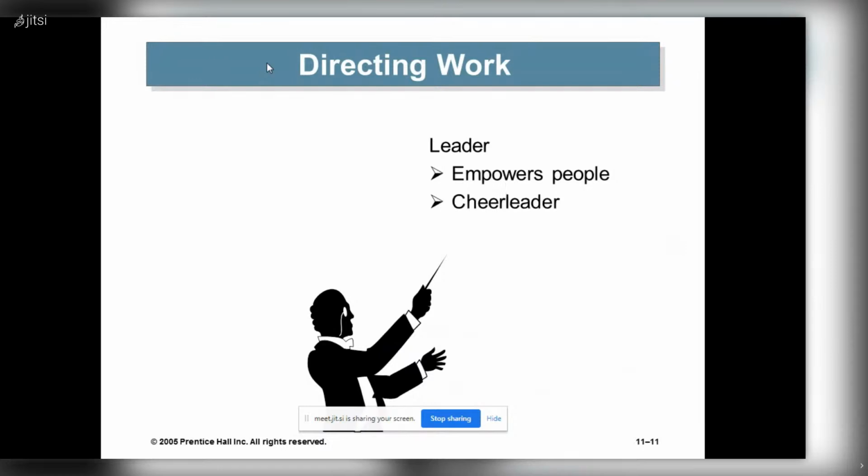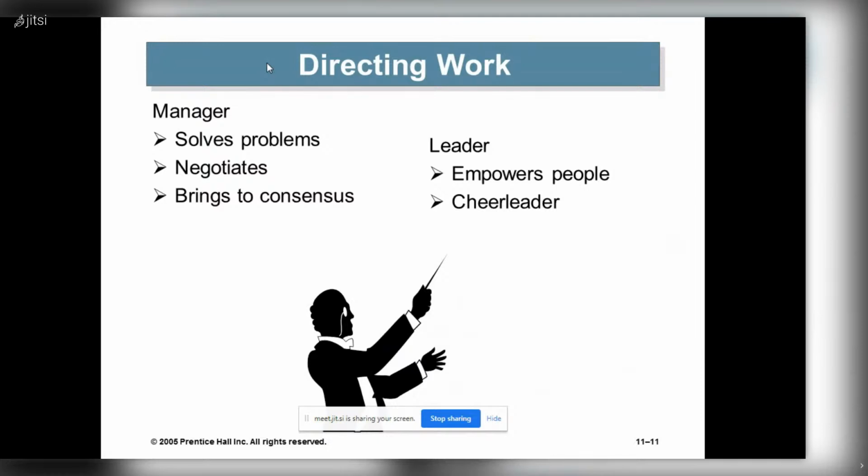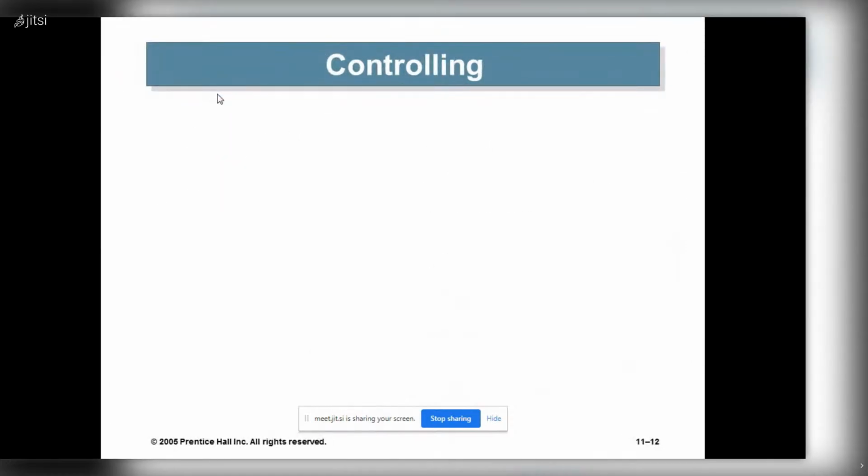A leader empowers the people. He is acting like a cheerleader. But what do managers generally do? They are trying to solve the problems they have, and they are negotiating with employees or other branch managers within their hierarchy. After negotiating, they try to bring it to a consensus so that the team is accepting and management is also accepting. So this is how managers and leaders are directing and controlling the organization.